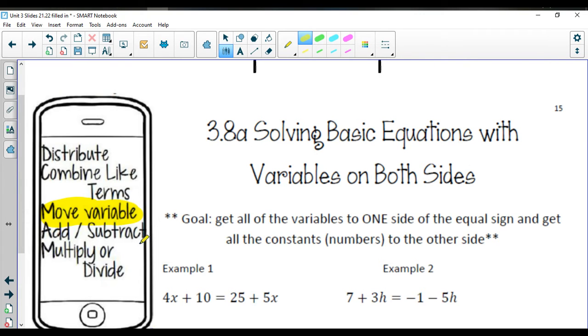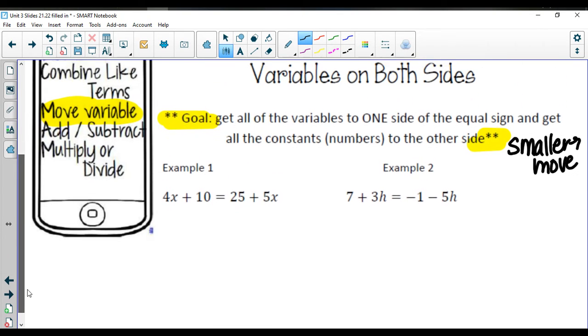So your goal is basically to get all the variables to one side of the equal sign and get all the constants, the numbers, to the other side. So that's right here. This is your goal. And the way that we do that, if we have a variable, a letter on both sides of the equal sign, we are going to look for which one is smaller. And we want to move the smaller one. So positives and negatives are going to actually count here. If you have a negative on one side and a positive on the other, the negative number is going to be smaller, so we'll actually be moving that one.